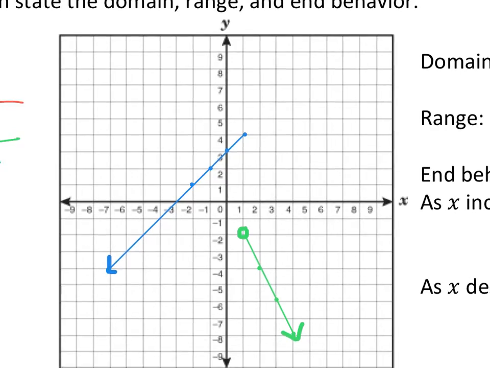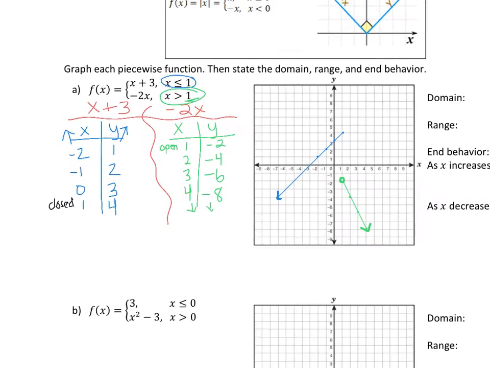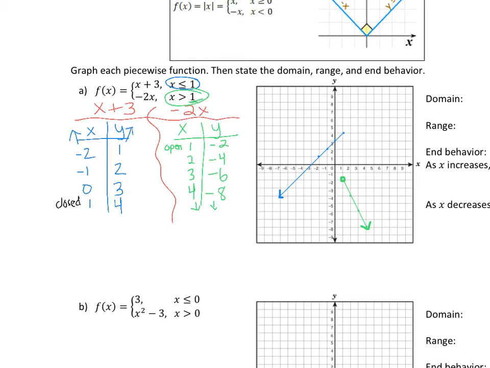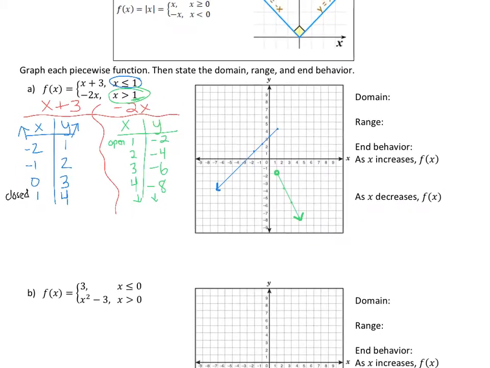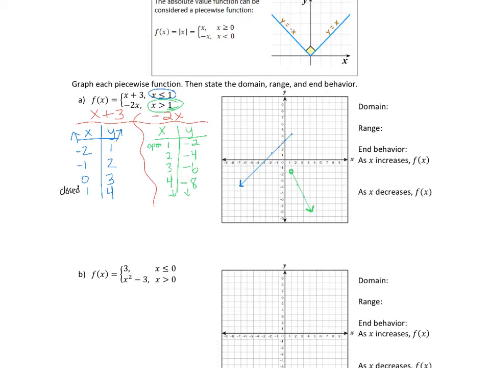Let's zoom out so you can see it here. So we have our closed circle here, our open circle here. It's like a continuation, except I have to pick up my pencil, come down here, and then continue that way. So our domain, our x values, is definitely all real numbers.